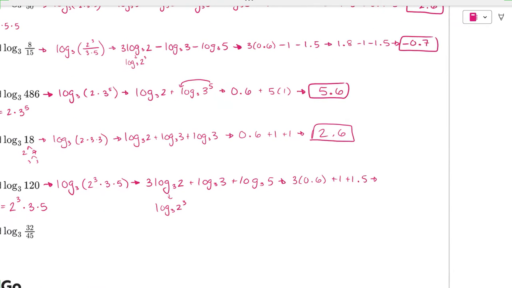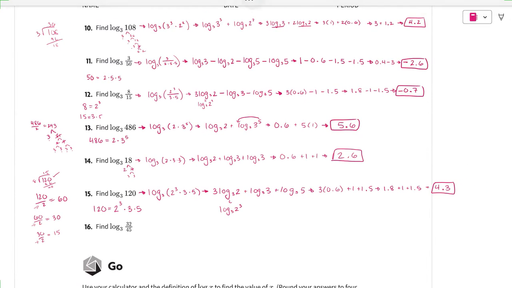So 3 times 0.6 is 1.8 plus 1 plus 1.5. So let's see. 1 plus 1 plus 1, that's 3. 0.8 plus 0.5, it's 1.3. So 3 plus 1.3, we get 4.3. Okay, let's make that fit on a page nicely.